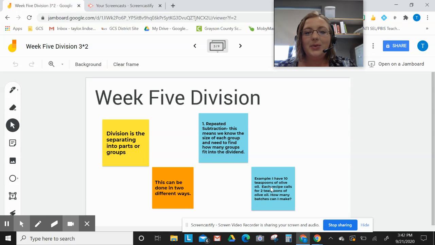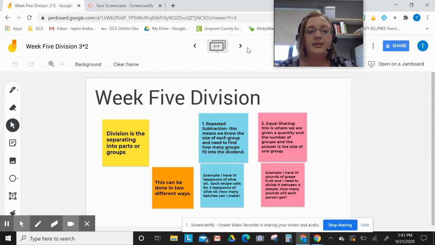So example, I have 10 teaspoons of olive oil. Each recipe calls for 2 teaspoons of olive oil. How many batches can I make? So, I am looking for how many groups can I make. And I'm saying that in each group, we have 2 teaspoons. And all together, I have 10 teaspoons. So, that is an example of repeated subtraction where we're looking for how many groups we have made within our total. So let's see what our second type is.